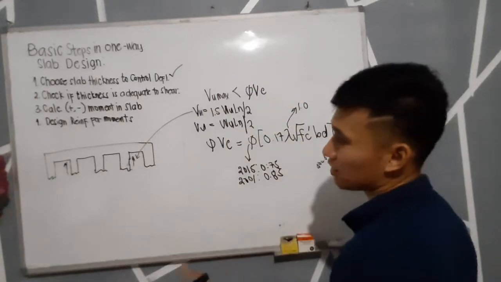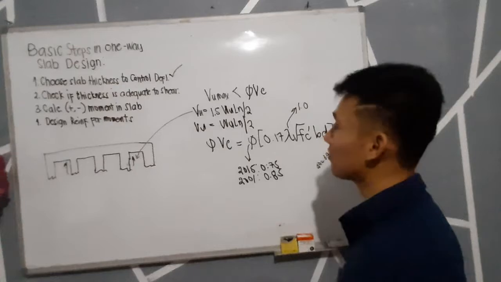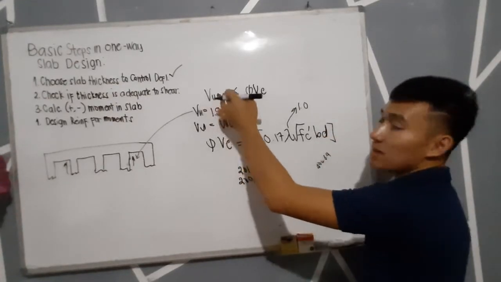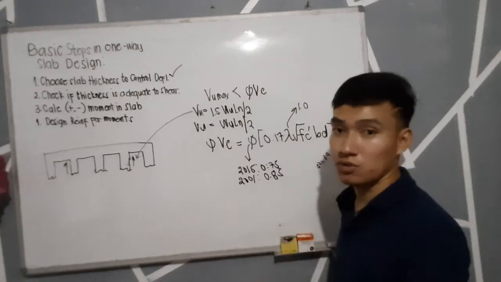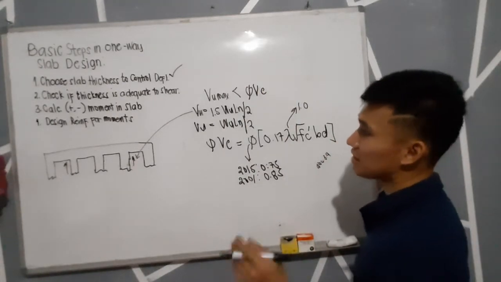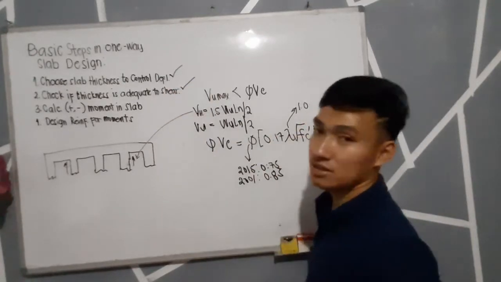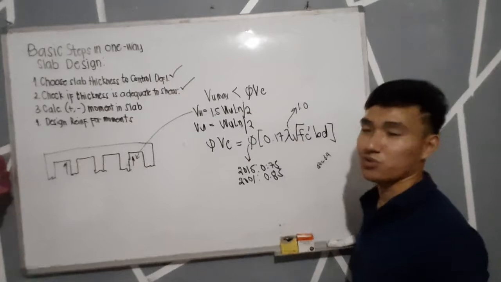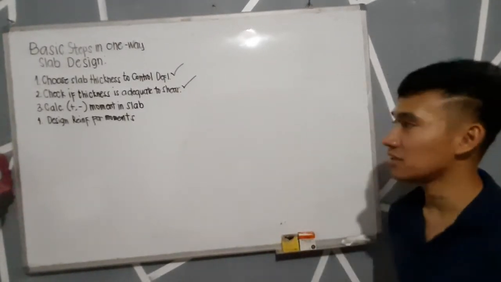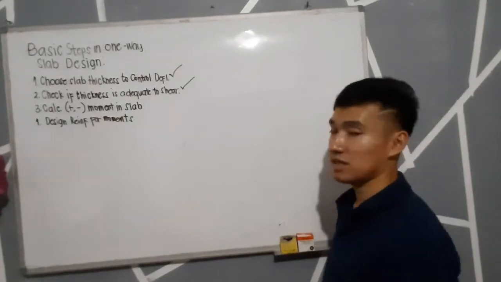So let's proceed to calculating the positive and negative moment in the slab. But if Vu max is greater than phi Vc, we need to redesign our slab. So that's it, the check is done. We now know step number 2. After checking if the thickness is adequate for shear, we proceed to step number 3.